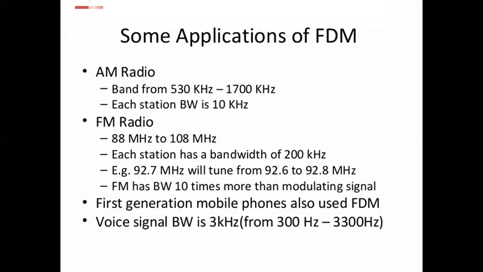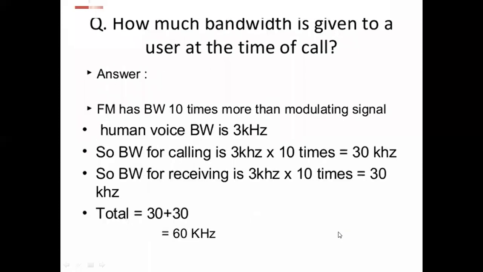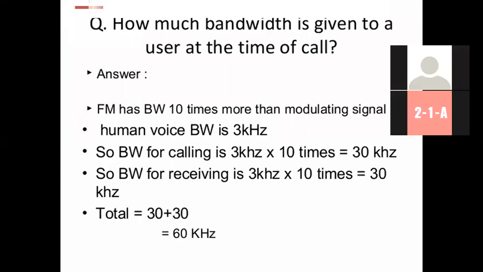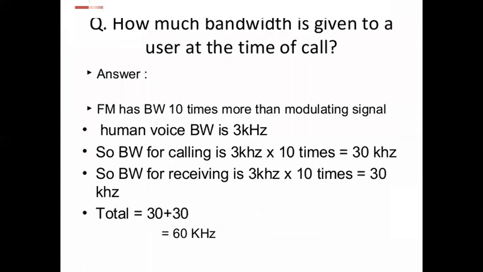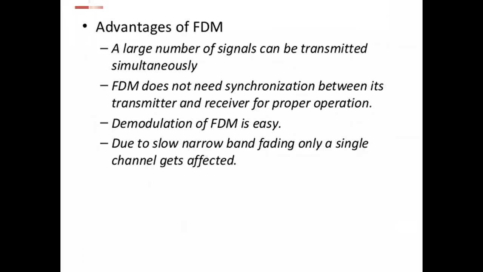And the third one is first generation mobile phones, which also use FDM. For the voice signal, the bandwidth is 3 kilohertz, from 300 to 3300 Hz. So in general, the voice channel bandwidth is 4K. Okay students, these are the applications. Now go for the advantages of FDM.